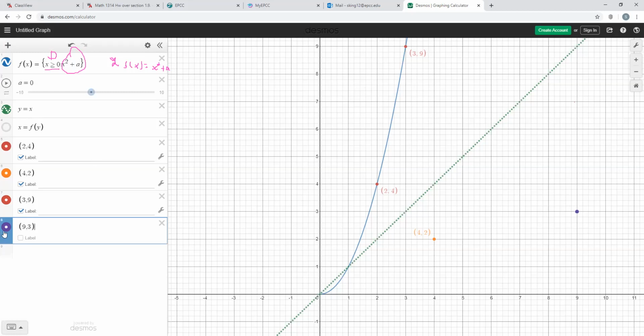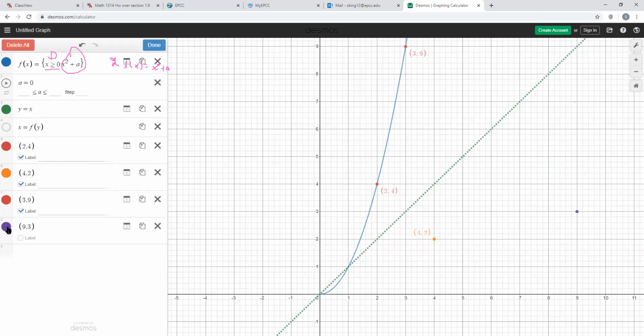And let me change that color as well so that we have the orange still. And label it. So you can see here's 9, 3, here's 3, 9. So for these 2 points, 2, 4 and 3, 9 on f of x, the point 9, 3 will have to be on the inverse graph of this f of x graph. So when we graph this equation, it better go through 4, 2 and 9, 3 and so forth.